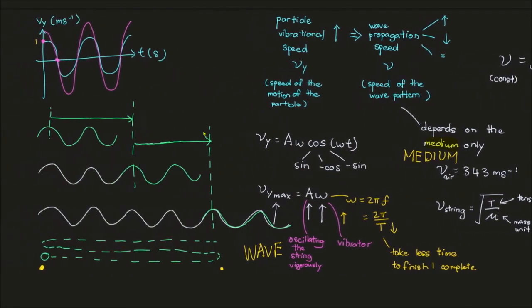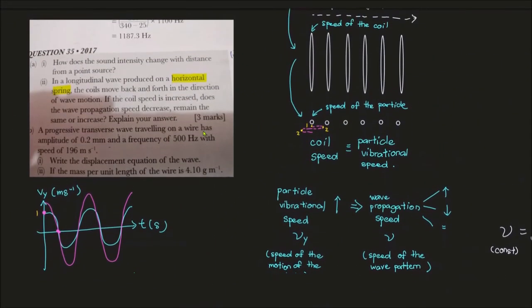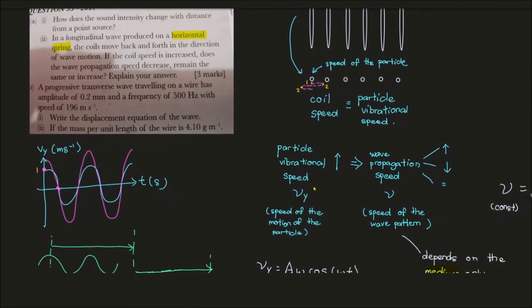So now if you look back to the question, we are still really far from it. They say they increase the coil speed, meaning they increase the particle vibrational speed. So will it cause the wave propagation speed to decrease, remain the same, or increase? When you talk about wave propagation speed, you talk about medium. So if I increase the coil speed, do I change the medium? No. Increasing the coil speed is by increasing the amplitude or increasing the angular frequency. Changing both of these things will not change the medium that you are traveling.